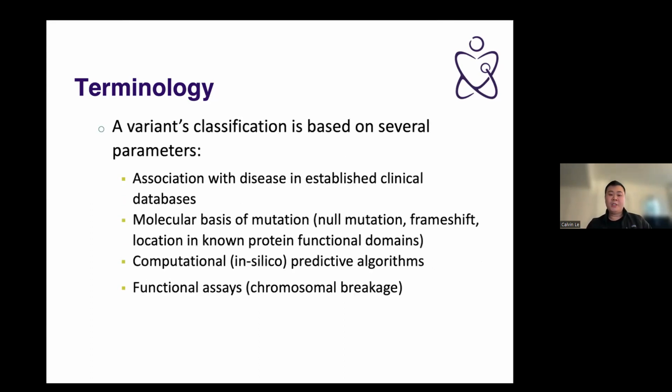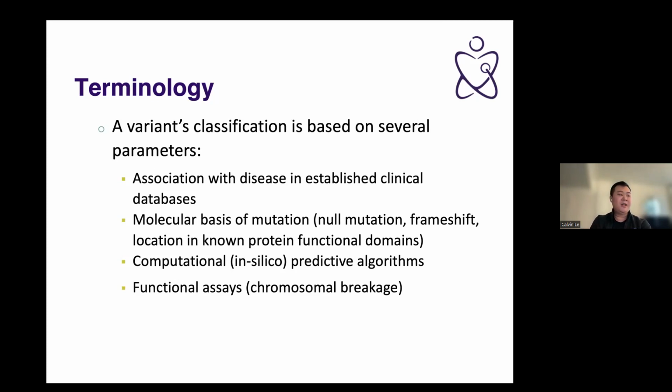So briefly, we'll talk about where all this data comes from. A lot of the clinical societies that classify these variants use established clinical databases, and they can directly see whether a variant has been associated with a known disease process or found overwhelmingly in control patients that do not have the disease. When that data is not conclusive, they move on to molecular basis of testing.